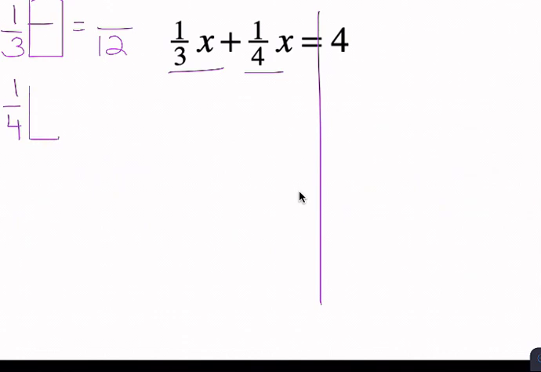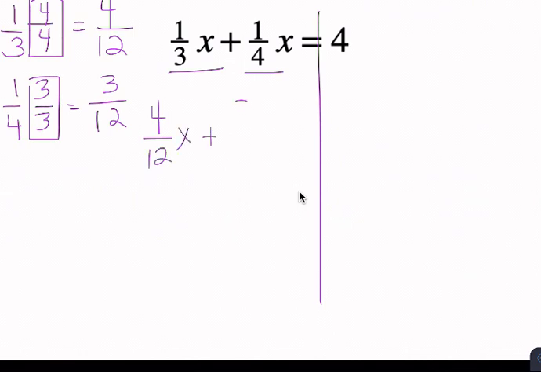So I'm using my giant one and rewriting those fractions so they have a denominator of 12. 3 times 4 is 12, 1 times 4 is 4. 4 times 3 is 12, 1 times 3 is 3. So I have 4/12 x plus 3/12 x equals 4. Okay, now I have these two that I can combine. So 4/12 and 3/12 is 7/12 x. I can only combine them because they're both x.